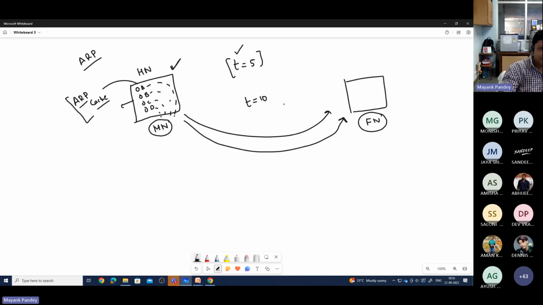So there is a special ARP which is known as gratuitous ARP. I'm giving you 5 minutes to study about gratuitous ARP, and I'll be asking a question. What is gratuitous ARP? Not in the context of mobile IP. As such, what is gratuitous ARP?